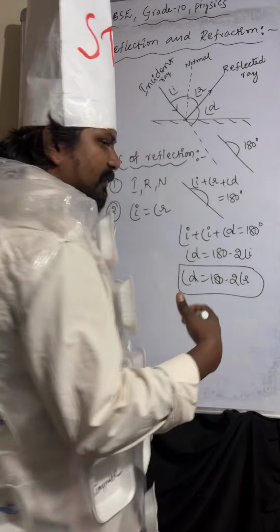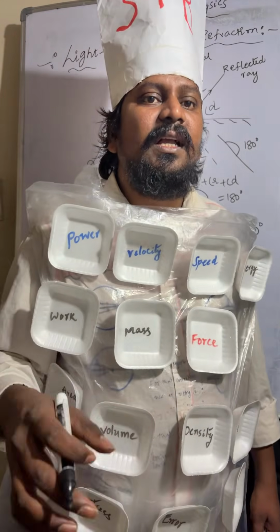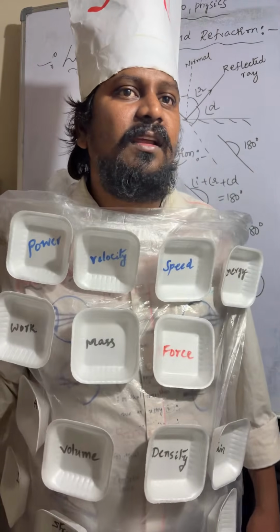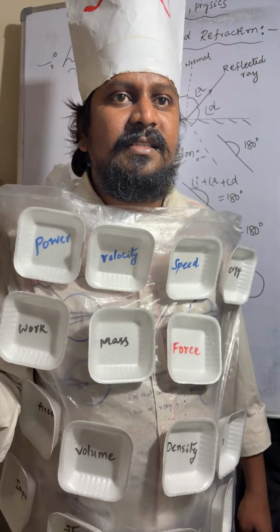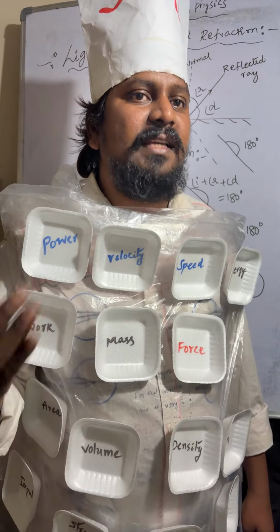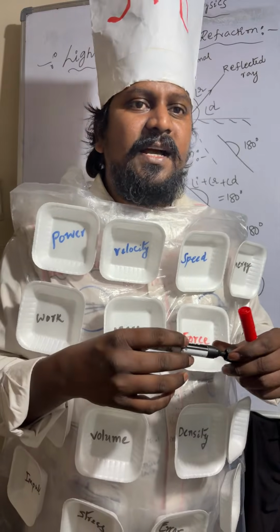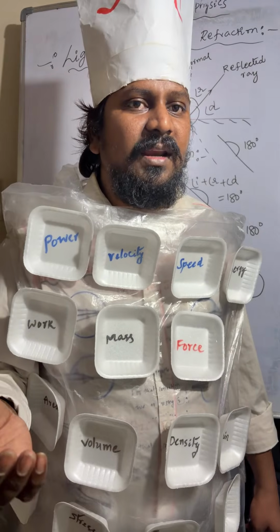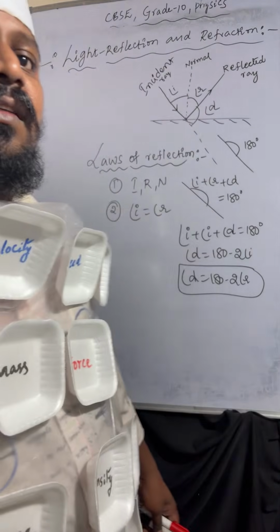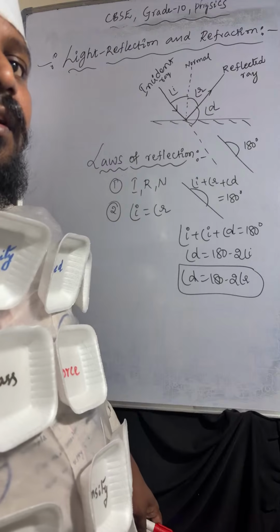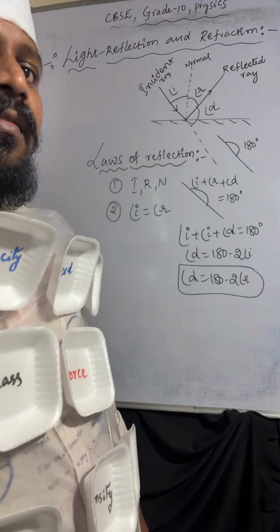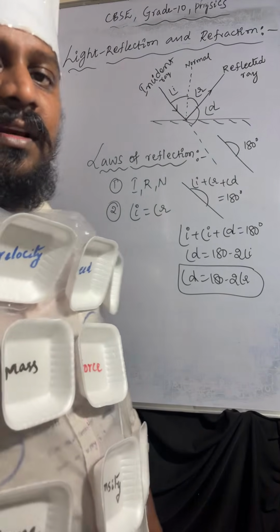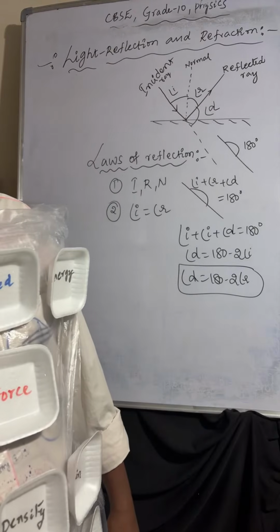So I will ask one question. If the light ray is passing along the normal line, what is the angle of incidence, what is the angle of reflection, and what is the angle of deviation? Let me know in the comment section.